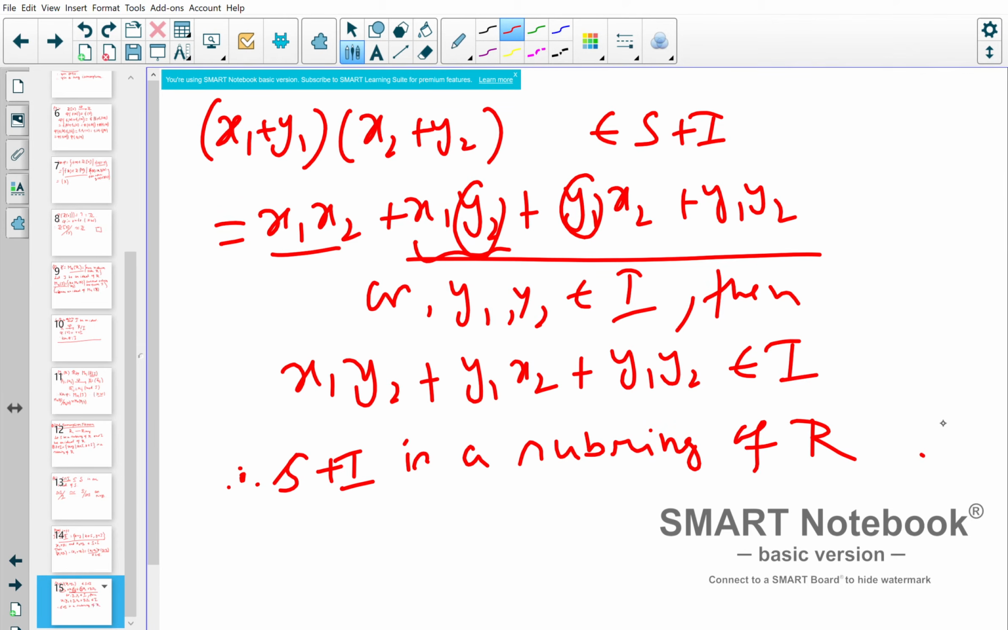Okay, and also I is an ideal of S plus I, right? So you can talk about the quotient ring, S plus I modulo I. So that exists, right? See, I is an ideal inside R, the full ring. So it will be an ideal inside any subring of R, right?